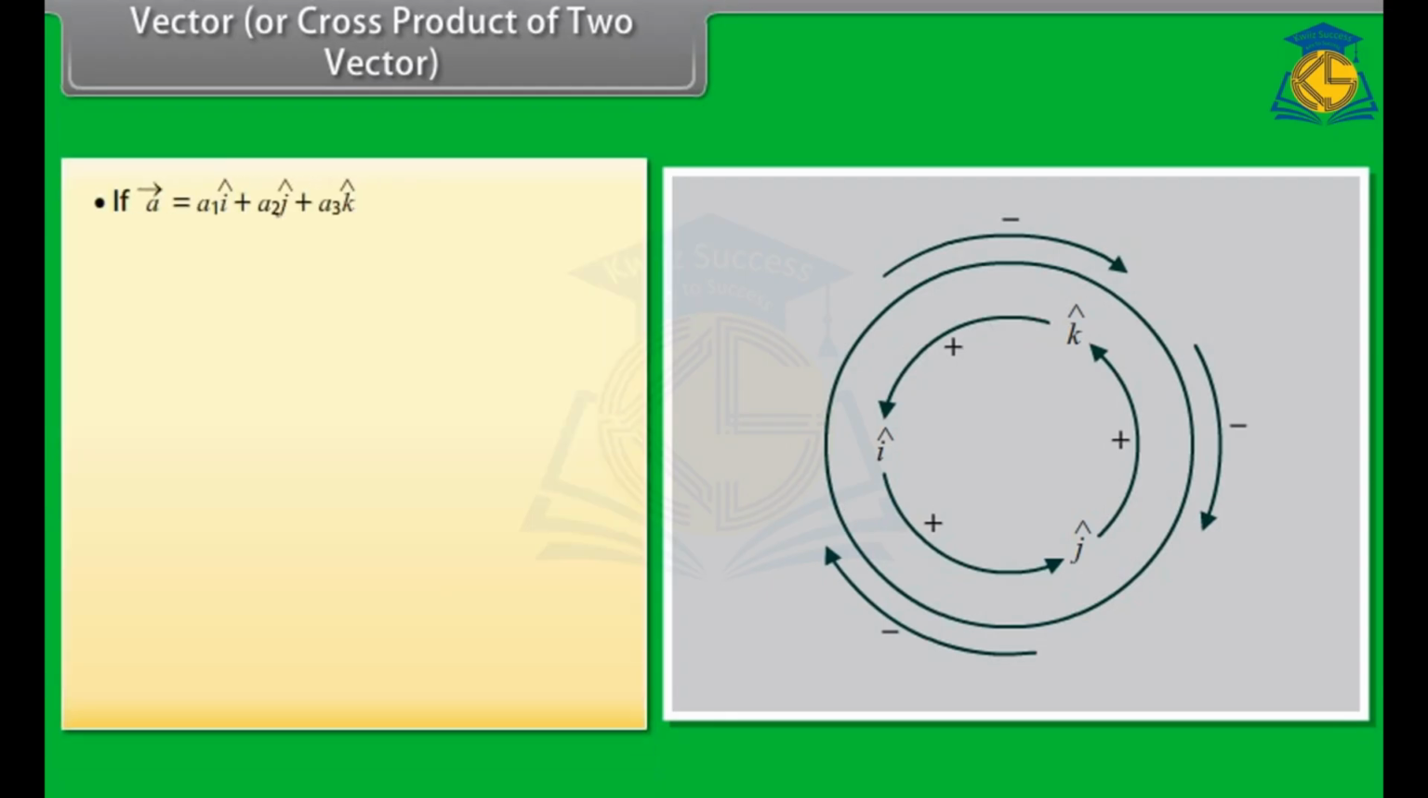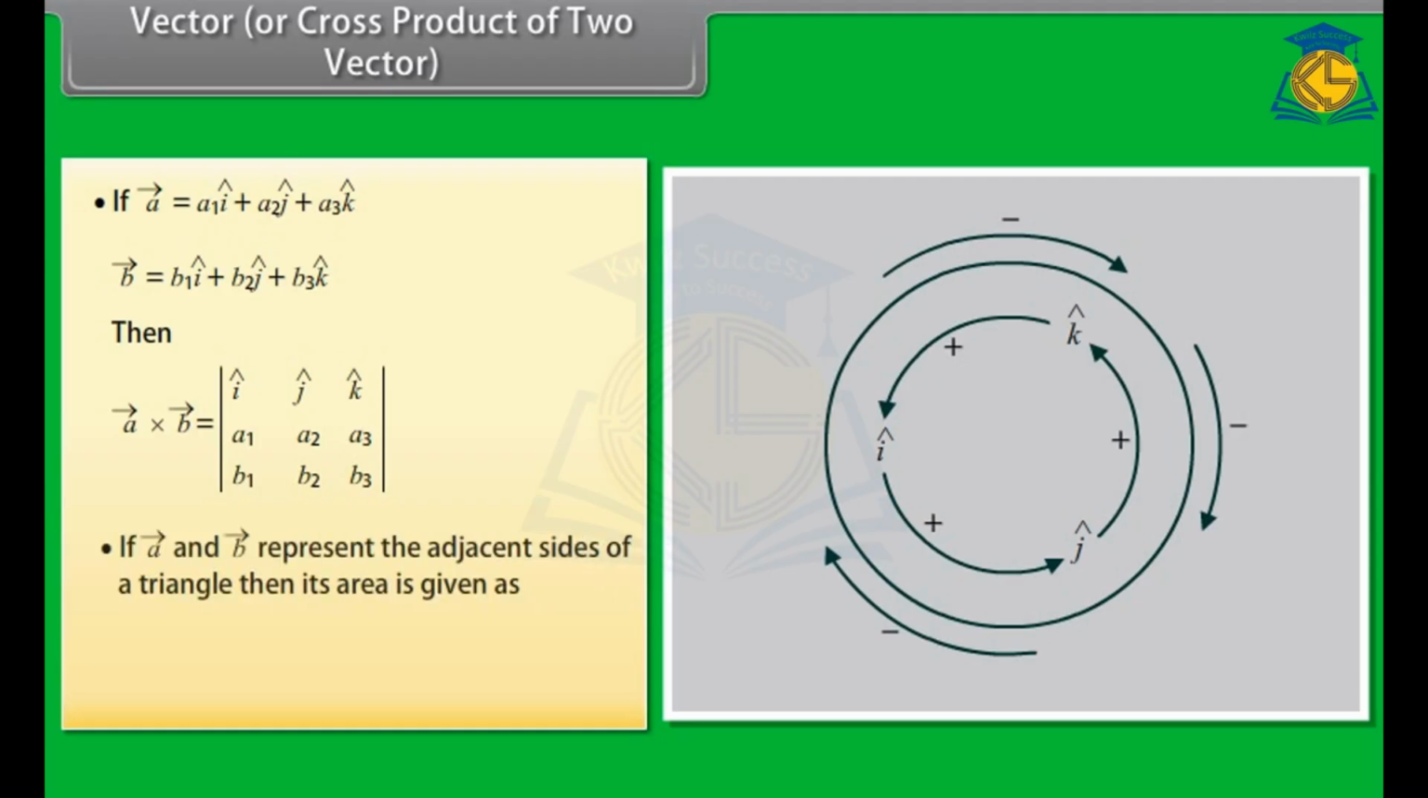If vector A is equal to A1 cap I plus A2 cap J plus A3 cap K, and vector B equals B1 cap I plus B2 cap J plus B3 cap K, then the vector product of A and B is equal to the determinant with first row cap I, cap J, cap K, second row A1, A2, A3, third row B1, B2, B3.